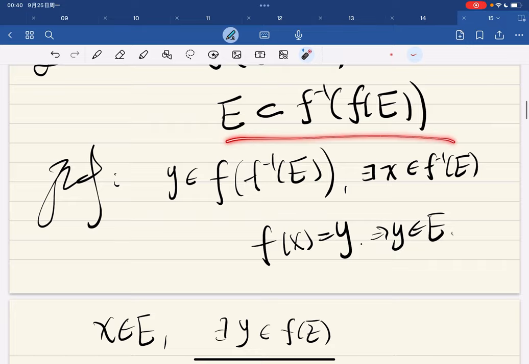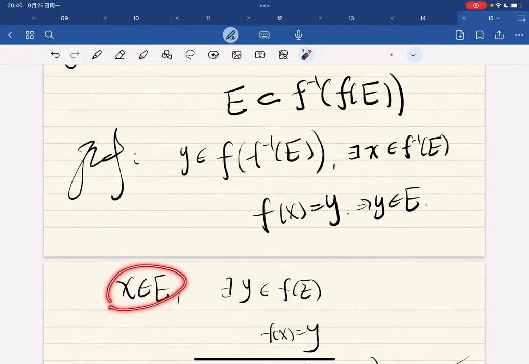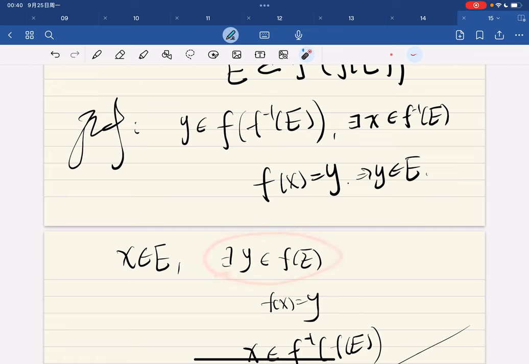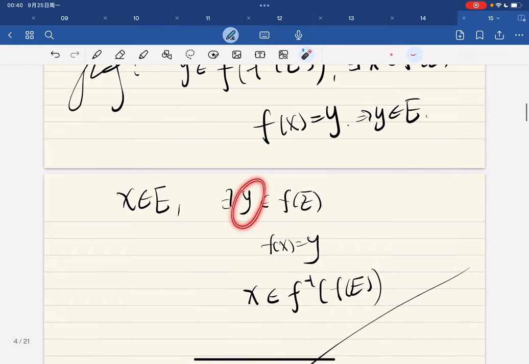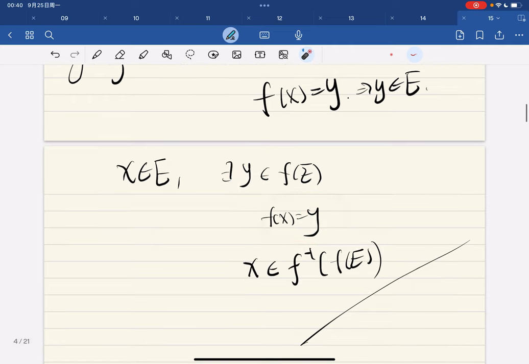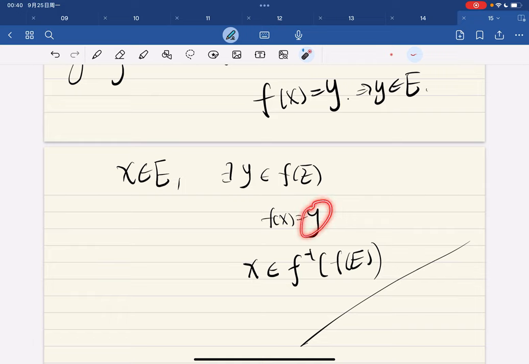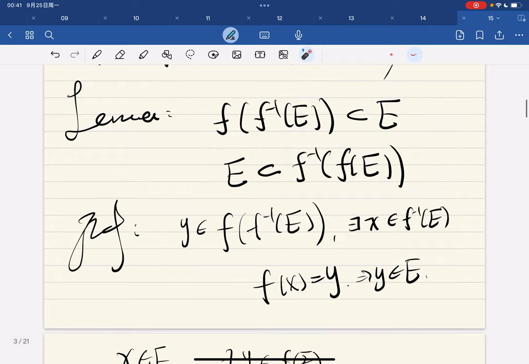And again for this one, E is a subset of this. Well, if x is in E, then there exists y in f(E) such that f(x) is equal to y, because f(x) is in f(E), right? There exists an element such that it is equal to y, while y is in f(E). Then x is in the pre-image of f(E), because y is in f(E) and f(x) is equal to y, right? So if you take a pre-image, x is in the pre-image of f(E), so this is true.